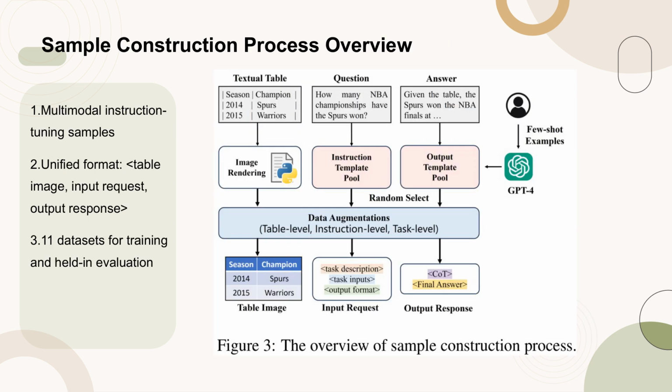Figure 3 provides an overview of the sample construction process for multimodal instruction tuning. This process involves creating final samples with a unified format of table image, input request, and output response. The construction adheres to the original dataset partitioning, selecting 11 datasets for training and held-in evaluation, while 3 small-scale datasets with non-overlapping domains are used for held-out evaluation.